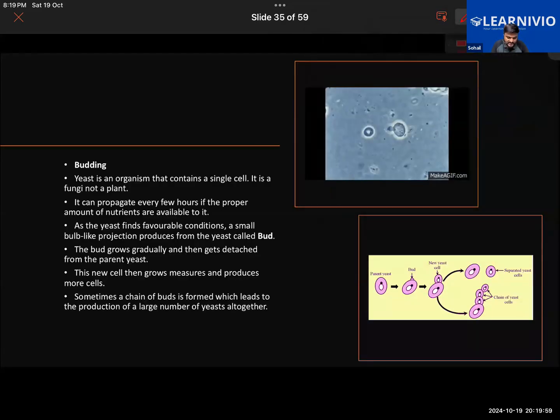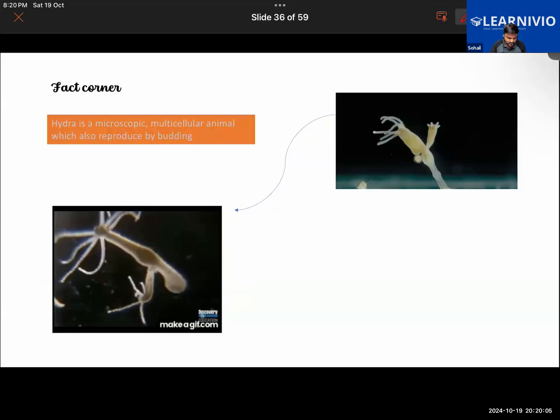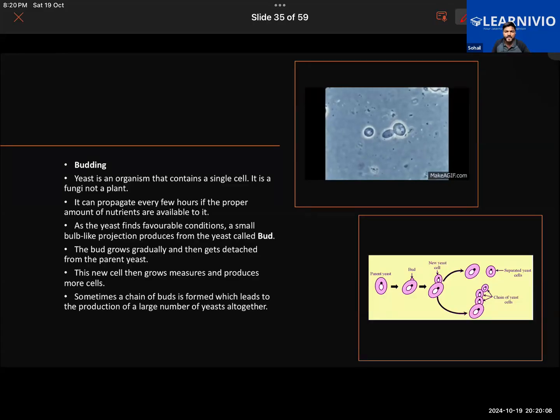Next, we have some special types of asexual reproduction: budding and fragmentation. First of all, let's learn about budding. Some organisms are made up of just one cell. Take, for example, yeast. Yeast is an organism that contains just one cell, and it is a fungus, but not a plant. Organisms that have one cell are called unicellular. And the organisms that have more than one cell are called multicellular organisms.